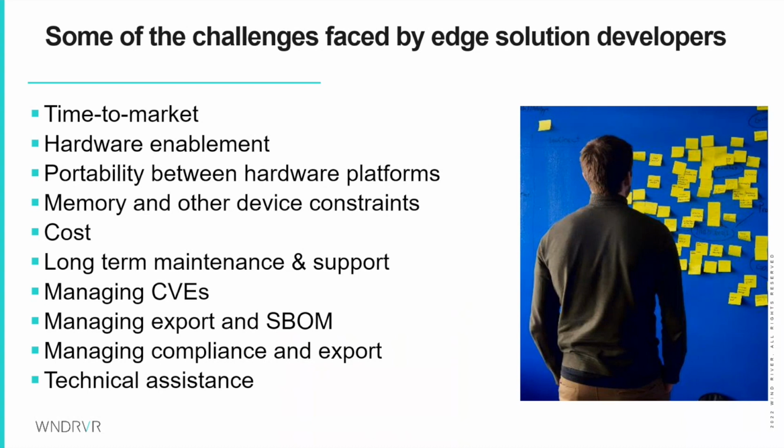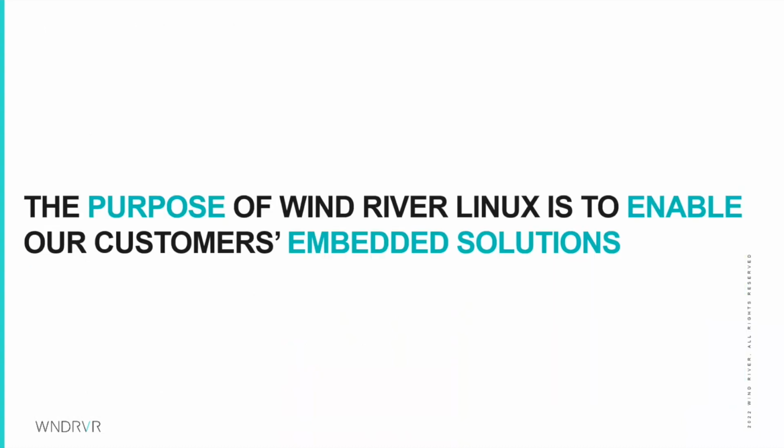Now, if you go forward, next slide, please. Wind River Linux really is purpose-built to enable our customers' embedded solutions. That is our entire focus. We're not an enterprise vendor that's trying to go down market. We're not some little company that's off to the side providing some boutique services around Linux. We're really designed and built around being able to enable our customers to develop their embedded solutions and support them once they've been deployed.